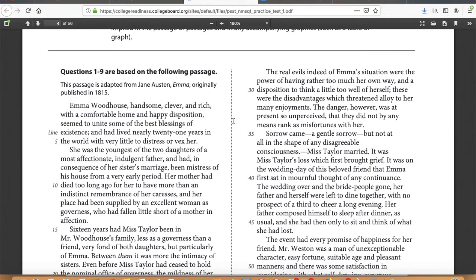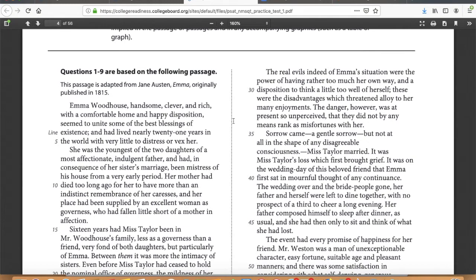You know what I'm saying? So this kind of restates what they said. Yeah, exactly. She's the total package. She's just a great girl. She's got everything going her way. Does that make sense? Yes. She seemed to unite some of the best blessings of existence, like the best things that a person could have going for them. She's got it going on in one package. Does that make sense? Yes.